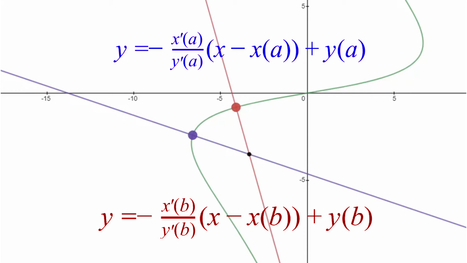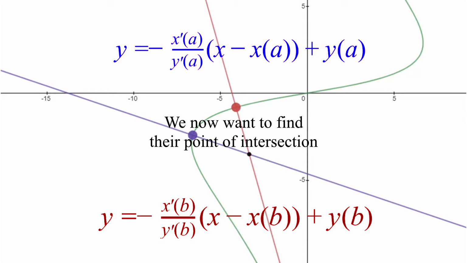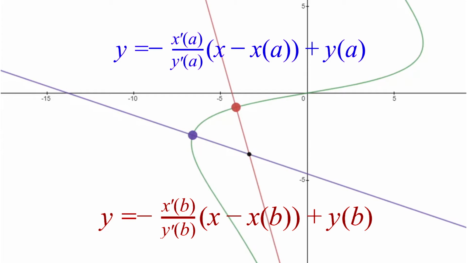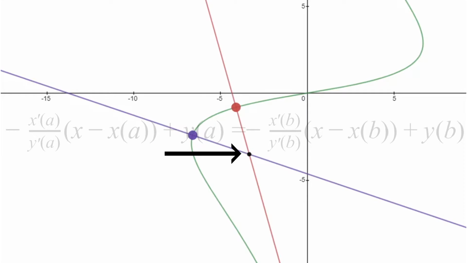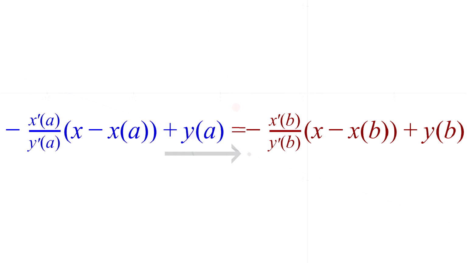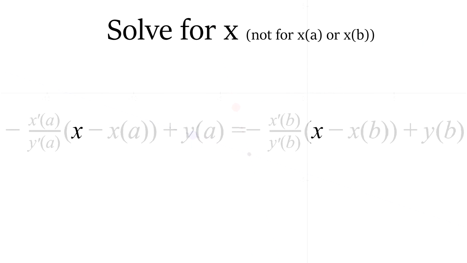Okay, after that, we now want to find their point of intersection, so what we do is smack the two together with the equal sign to say that we need to find the point where these two lines meet. And now, we solve for x in this equation.